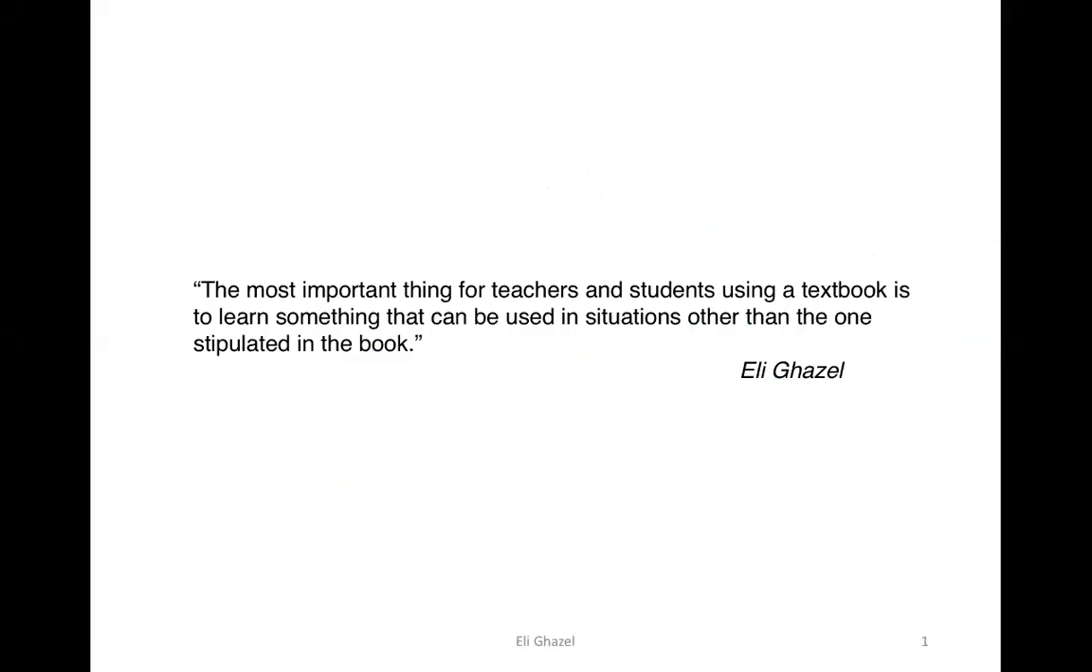The most important thing for teachers and students using a textbook is to learn something that can be used in situations other than the one stipulated in the book.